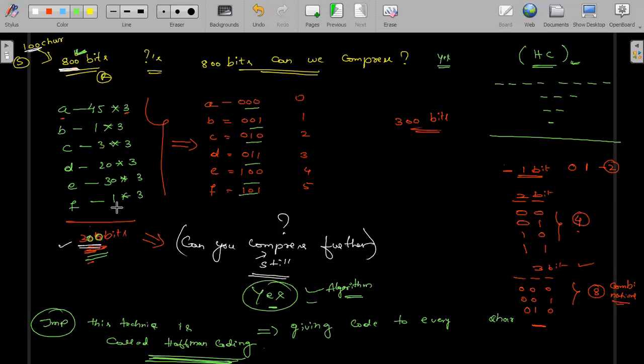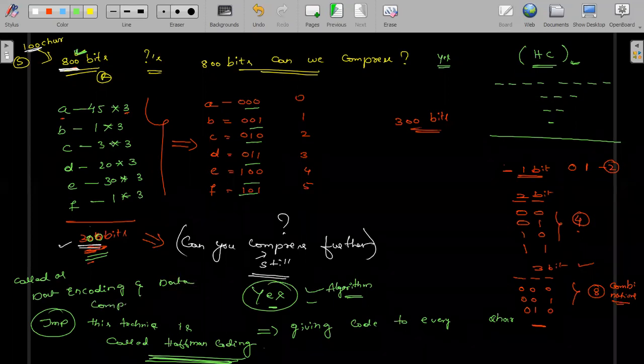So this is also called data encoding and data compression technique. This is what exactly it is.